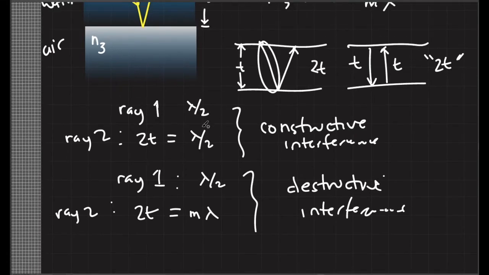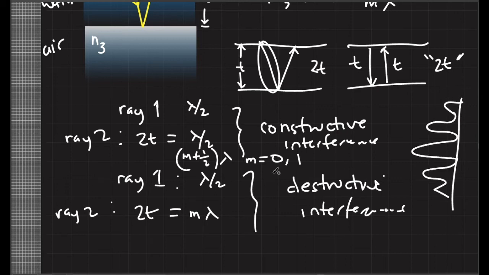So to generalize this first one, 2t must be equal to (m plus 1/2) times lambda. And m here is just an integer that can be equal to 0. That means at m equals 0, we're actually looking at the 0th order bright pattern. And if m equals 1, if we look at the intensity pattern like this, at m equals 0, we're looking at the 0th order maximum, and if m equals 1, we're looking at the first order maximum of the interference pattern, and so on.